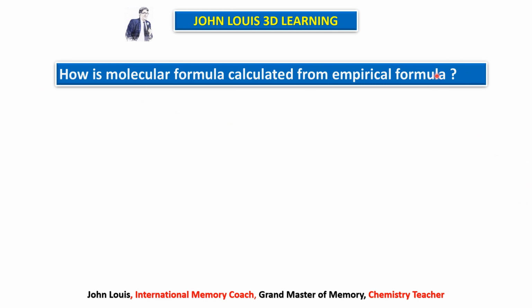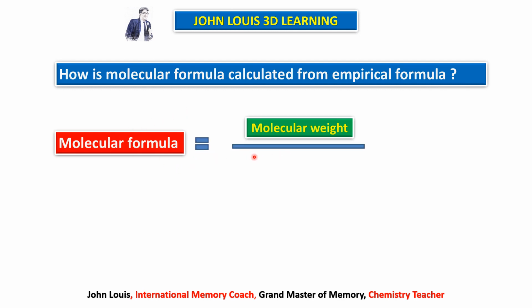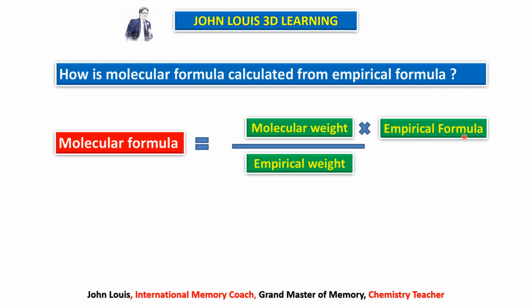Before we start learning this calculation, we need to know 2 formulas here. The first one is the relationship between molecular formula and empirical formula. Molecular formula is equal to molecular weight divided by empirical weight, multiplied by empirical formula. We already have learned how to calculate the molecular weight. Similarly, from the empirical formula, we can calculate its empirical weight, and we need to find out this ratio, and that ratio should be multiplied with empirical formula.